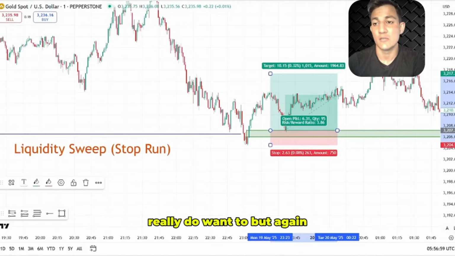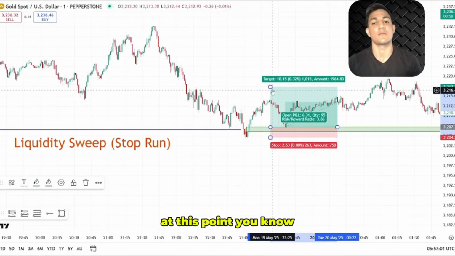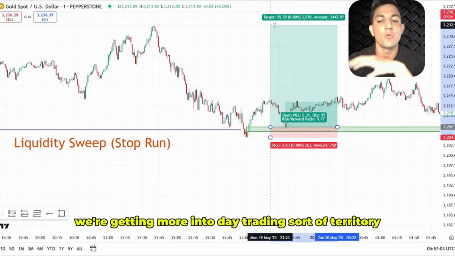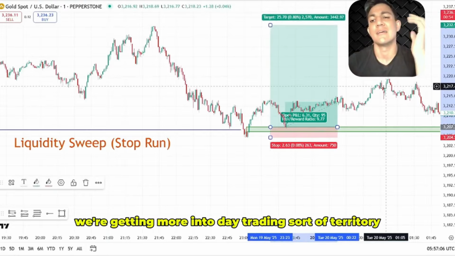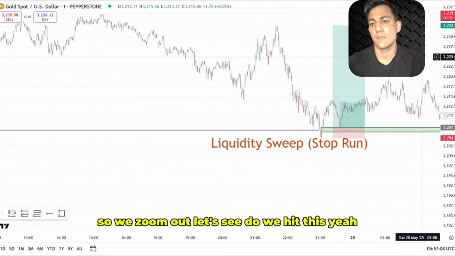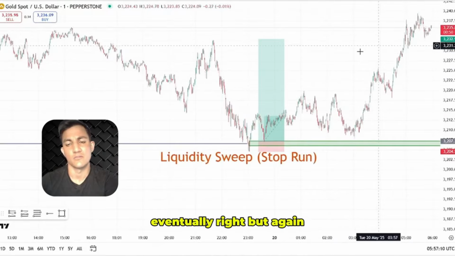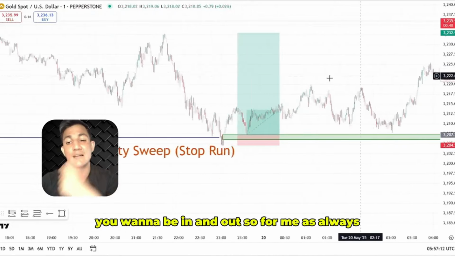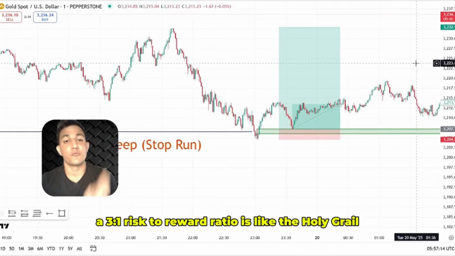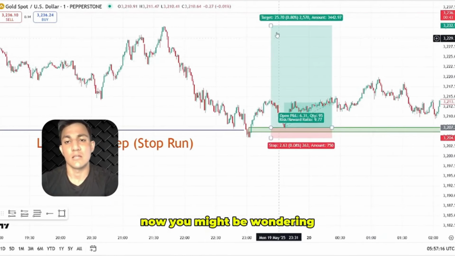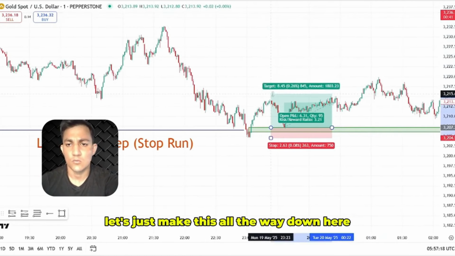And if you really, really do want to, but again, at this point, if we aim really high, we're getting more into day trading territory instead of scalping, right? So we zoom out. See, do we hit this? Yeah, eventually, right? But again, if you're scalping, you want to be in and out. So for me, as always, a free risk reward ratio is like the holy grail.